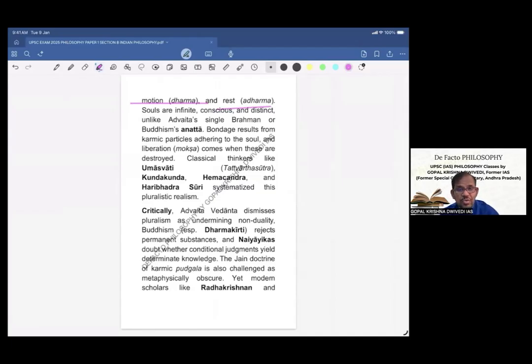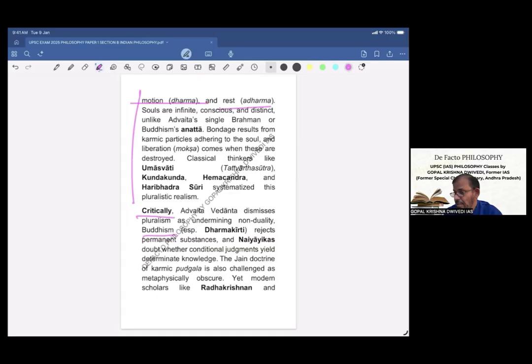Classical thinkers like Umaswati, in his book Tattvartha Sutra, then Kundakunda, Hemchandra, and Haribhadra Suri systematized this pluralistic realism. So this is realism, and earlier it was pluralism, and now we'll critically examine this whole doctrine. Critically, Advaita Vedanta dismisses pluralism as undermining non-duality.